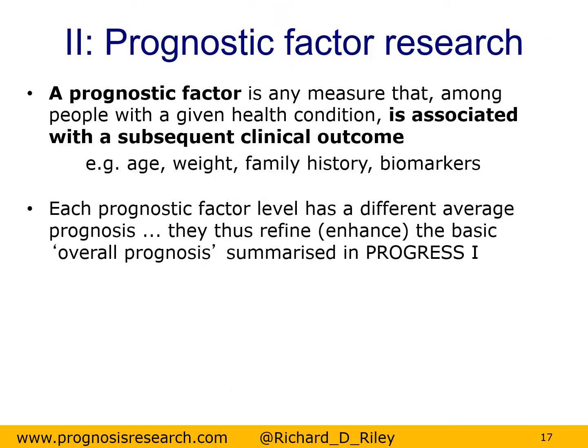Prognostic factor research aims to start to refine the overall prognosis summaries that I've just shown you in type 1. So a prognostic factor is any measure that among people with a given health condition of interest, the factor is associated with the risk of a subsequent clinical outcome. Often we have very basic factors that are prognostic, such as age and weight and family history. Increasingly, we're interested in novel factors such as biomarkers in terms of whether they're prognostic. Different levels or values or groups of a prognostic factor are associated with a different average prognosis.